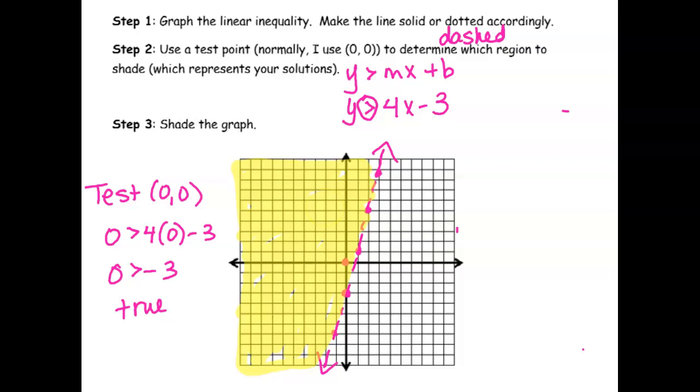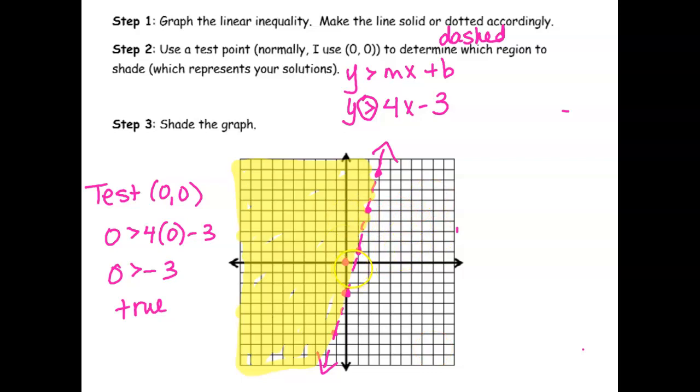We'll try a few more of these so you can see it. Again, you look for 0, 0 and test it. If it's true, you shade that side. If it's false, you shade the other side. And if you pick a point on the other side, any point, let's try it.